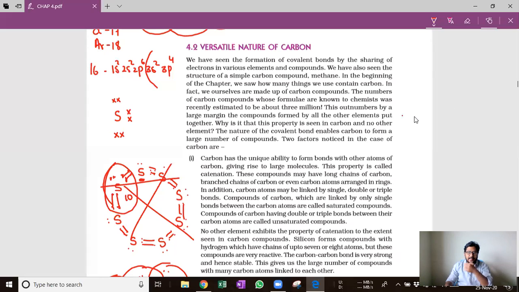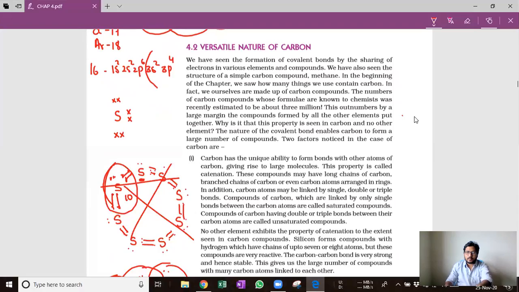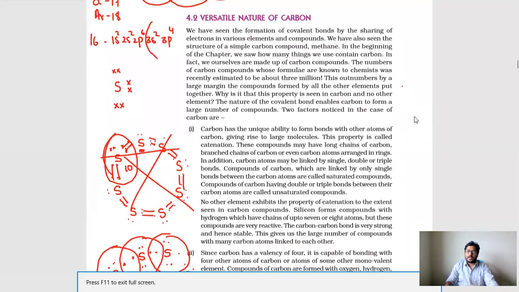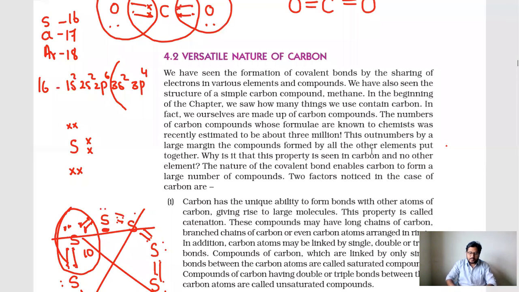Next topic is versatility of carbon. So why is the carbon atom so versatile in nature? Versatile means having different properties, different capabilities. If you consider a person who can sing, act, dance, and paint, like that, if he has multiple talents, we can call him a versatile person. Like that, carbon is also so versatile.